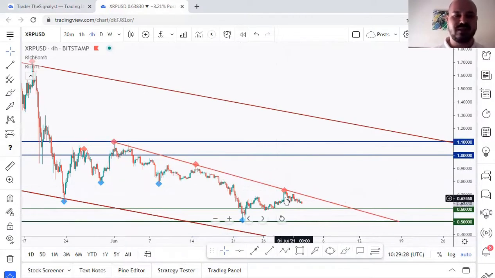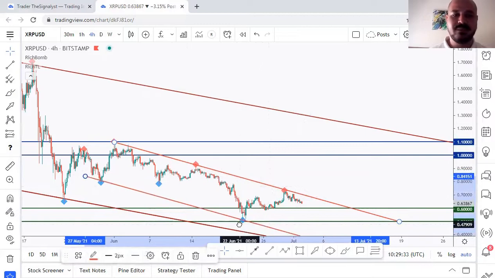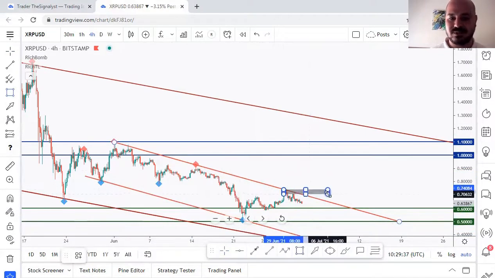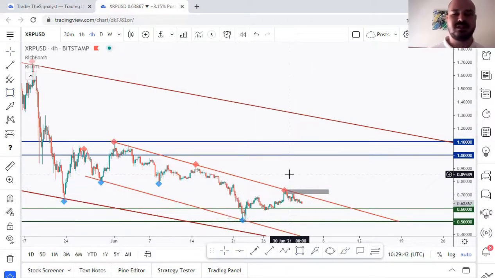So this is why I'm looking for buy setups, because I'm around support, but I'm not buying just yet. I'm waiting for the buyers to take over by breaking above this previous high. And it's market structure 101.